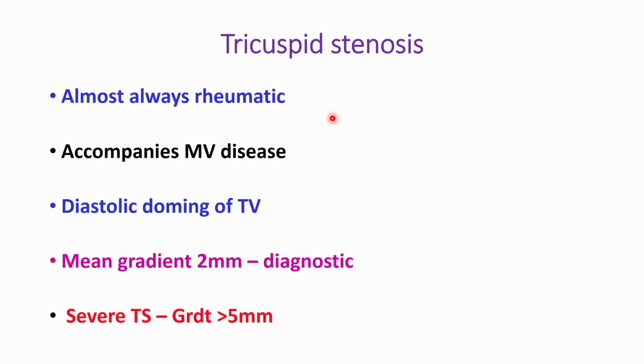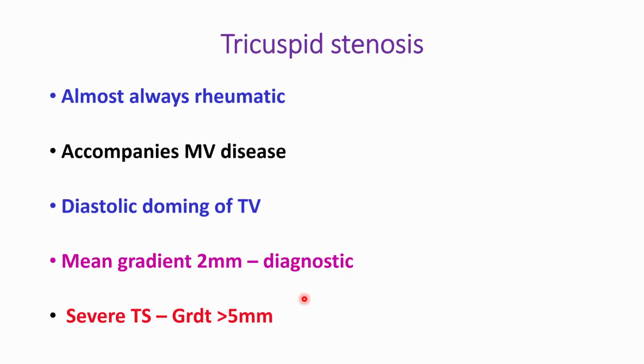Then coming on to tricuspid stenosis, this is quite rare. It can happen due to rheumatic pathology, almost always with associated mitral valve disease, and it is always due to rheumatic pathology. There will be diastolic doming of the tricuspid valve, and a mean gradient of more than 2 mm is considered significant.